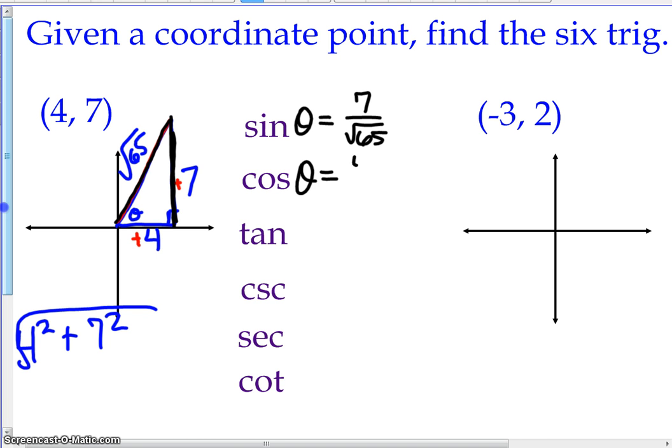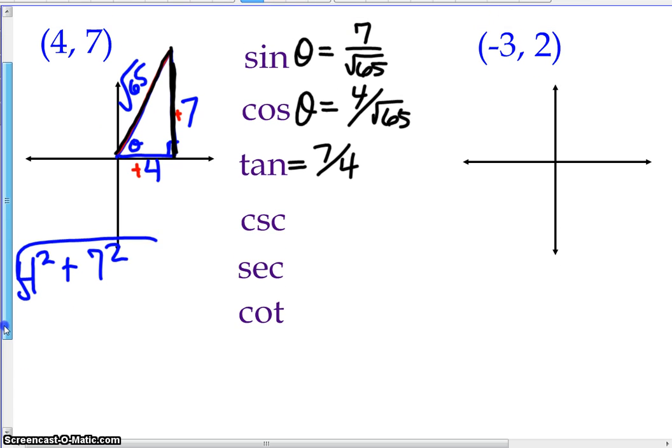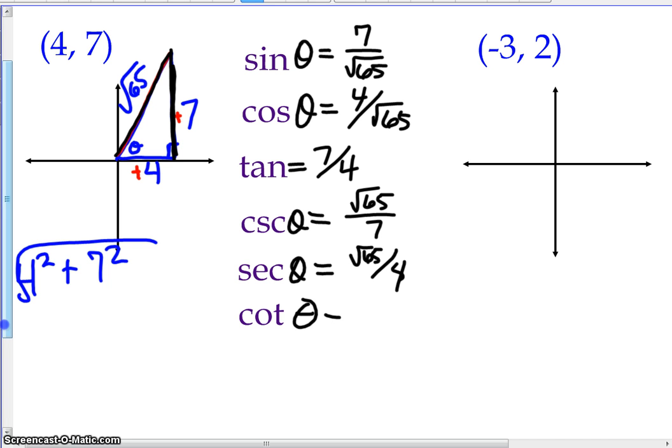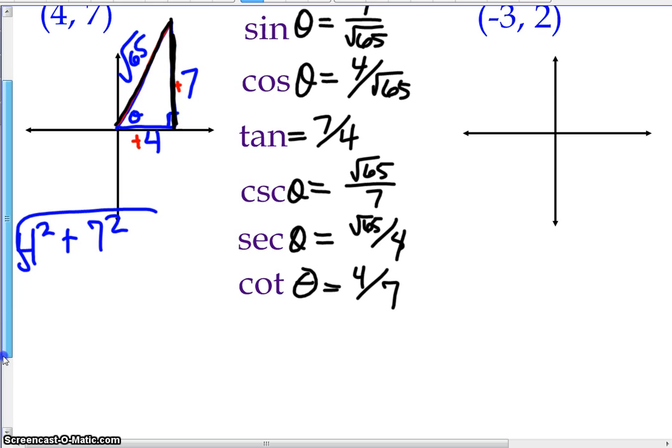Cosine here is 4 over square root of 65. Tangent, opposite over adjacent, ooh over ah, and we have 7 over 4. And cosecant, I'm just flipping what I had in sine, so square root of 65 over 7. Secant, flipping what I had in cosine, square root of 65 over 4. And then cotangent, flipping what I had in tangent, 4 over 7. I had 7 over 4. Okay, so that's the answer to our first example.